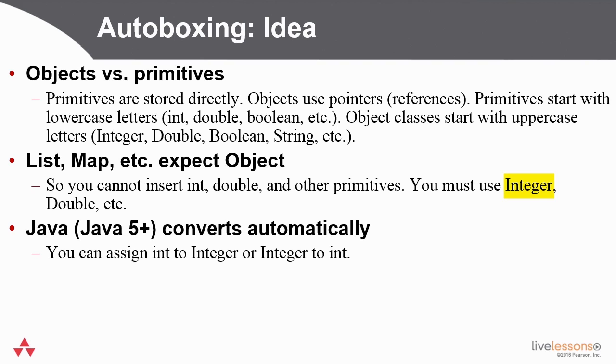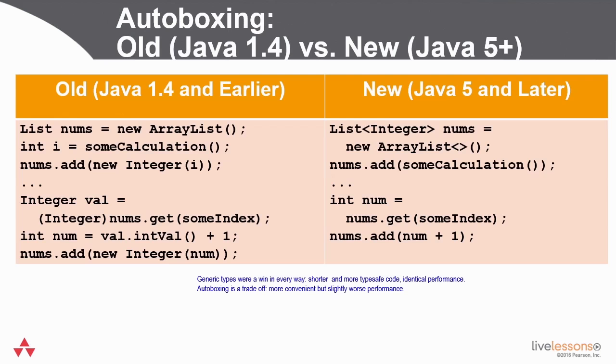In Java 5, when they added support for generic types, they also added support for autoboxing, which means it converts automatically. If you assign an int to a variable declared as type Integer, it converts, and vice versa. If you assign an Integer to something of type int, it converts automatically. But there's a cost associated with that.